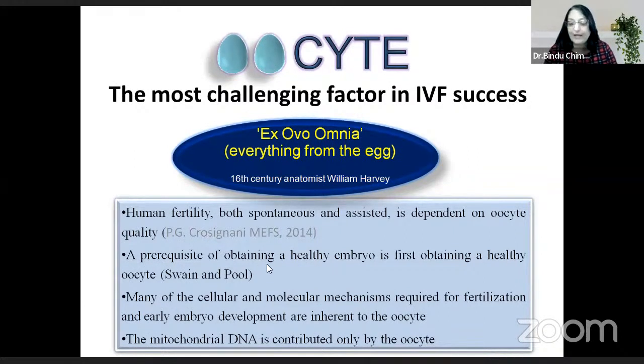It is a prerequisite for obtaining healthy embryos, and many of the cellular and molecular mechanisms required for fertilization and early embryo development are inherent to the oocyte. And of course, the mitochondrial DNA comes only from the oocyte. So, the oocyte is such an important criterion for assessment, and it can give us an idea about so many different aspects of embryo development.